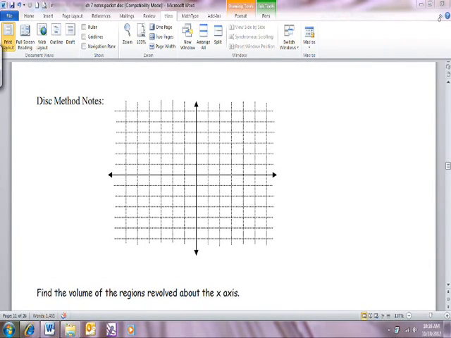Alright guys, today we're going to be talking about the disk method. And to talk about the disk method, we're going to start with any old function. So let's just make it look something like this. And we're going to take that function from a to b.